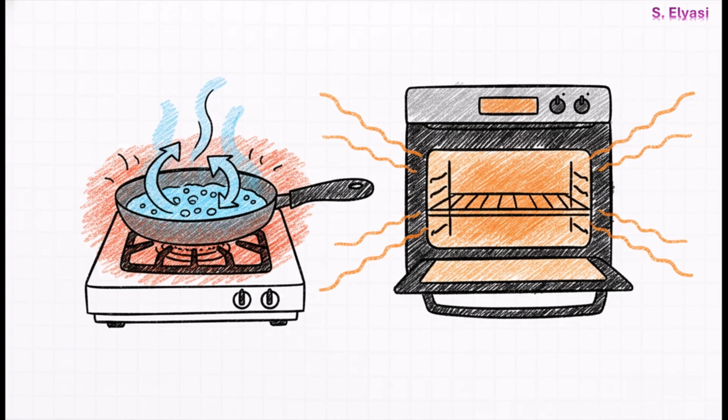So let's go back to our kitchen. That burner heating the bottom of the pan, that's pure conduction. The steam rising up from boiling water, that is convection in action. And that warmth you feel on your face when you stand near the oven door, that's radiation. And in the real world, all 3 are very often happening all at once.